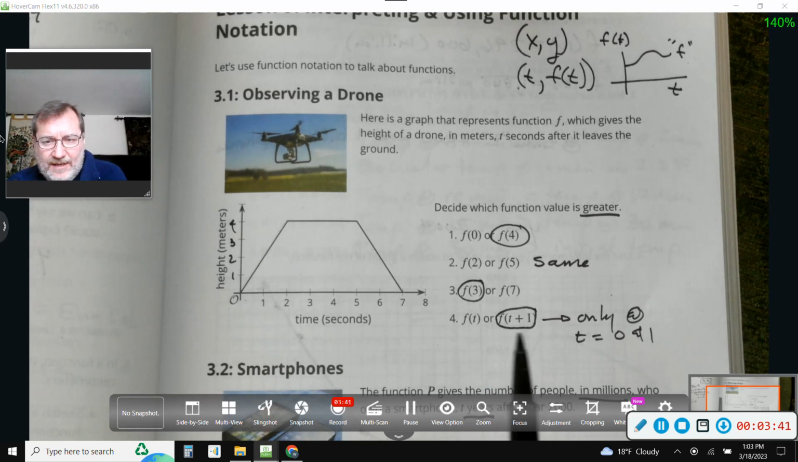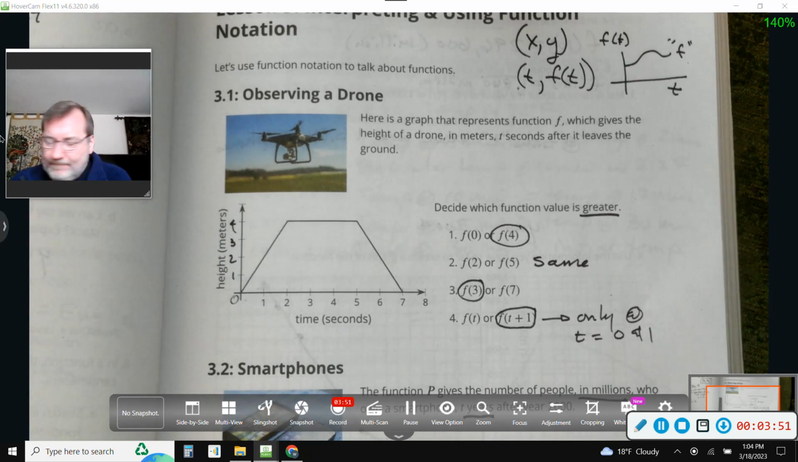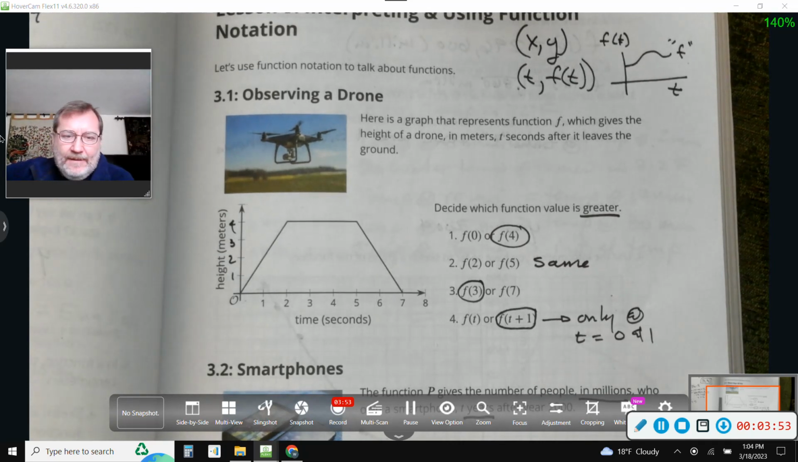So it really changes. So I just circled this one and I said only at t equals 0 and 1 will that be true. So that one's a little bit sketchy, but it makes you think. Okay. And let's move on down here.